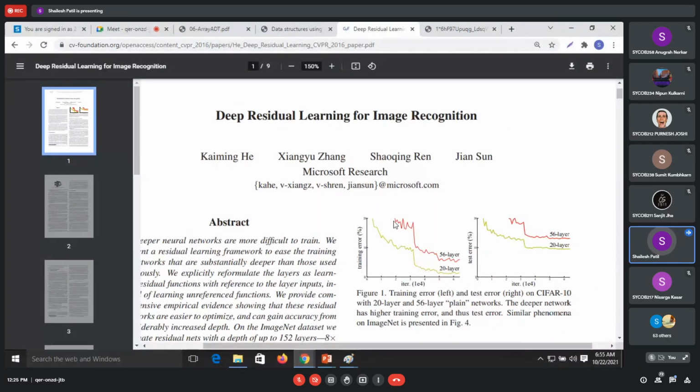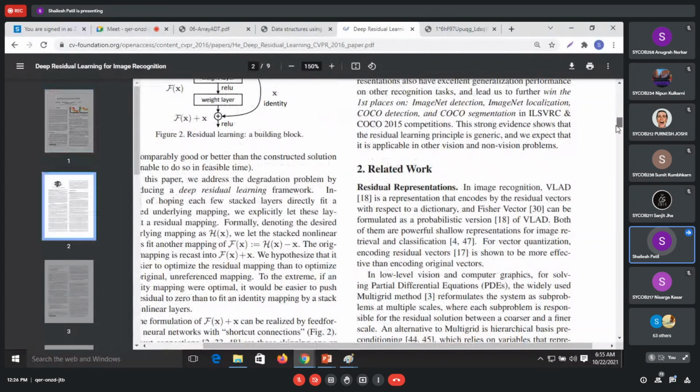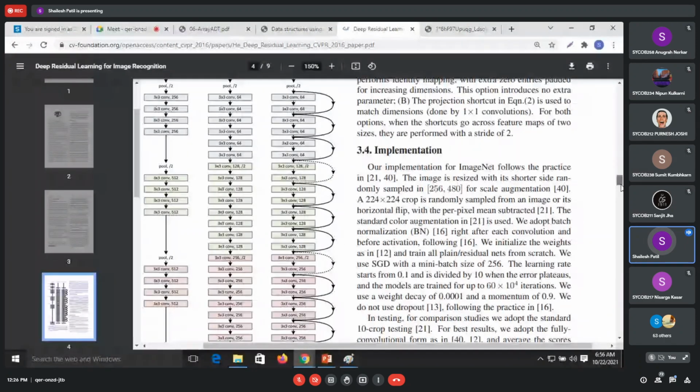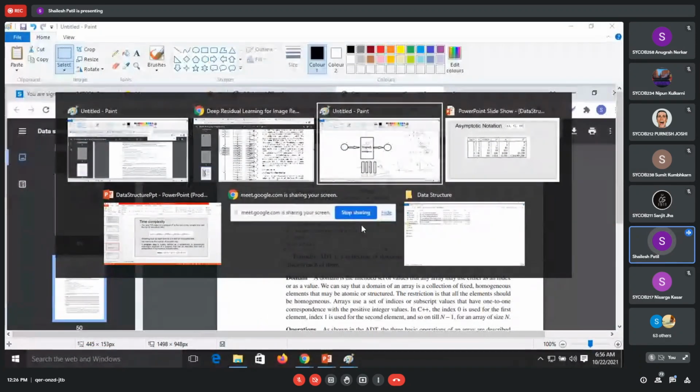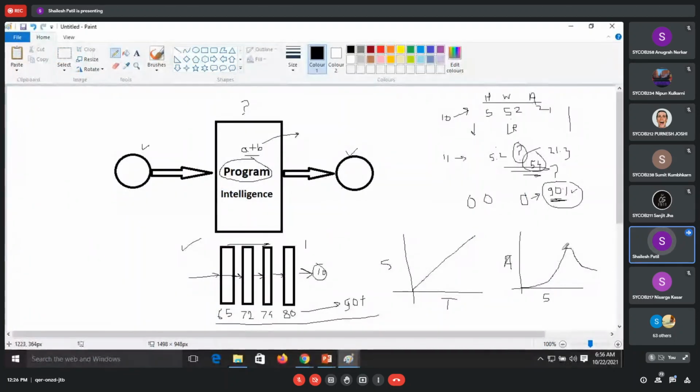So for 20 layers, the error which we get should be lower than for 56 layers, okay. But it is not working in practice. Practical results are something different, okay. The error rate is going to increase, and the accuracy is going to decrease, okay. So practically, at some point of time it is going to degrade, okay.